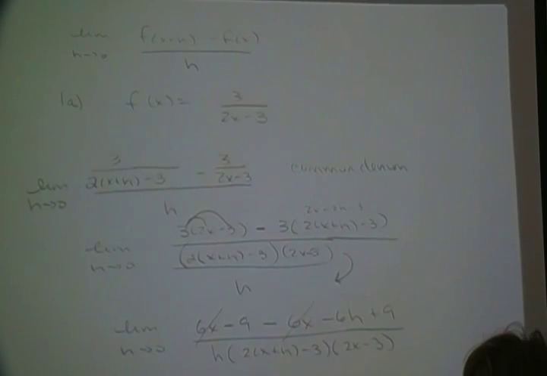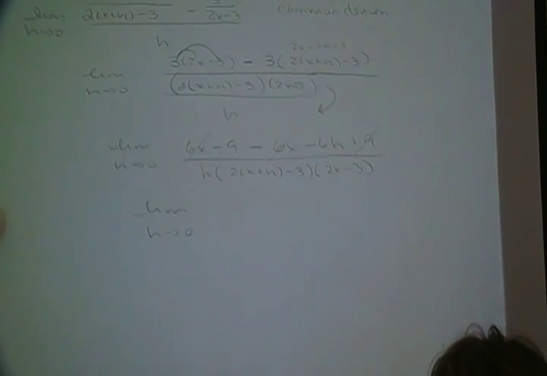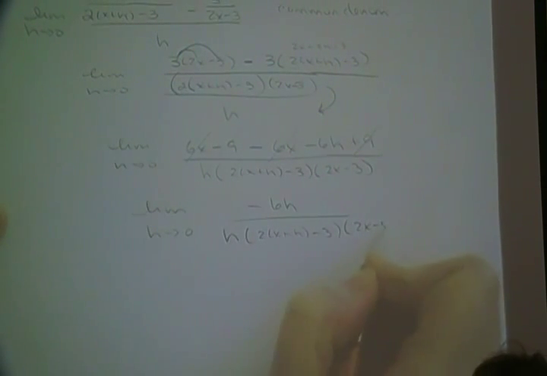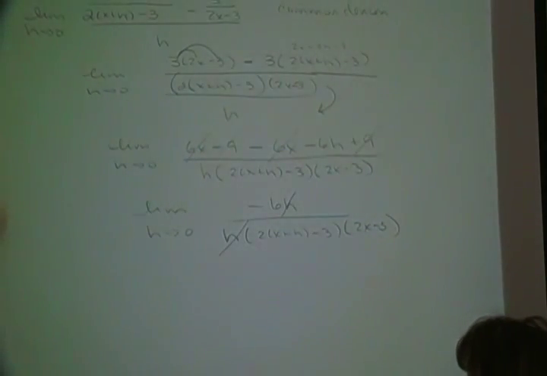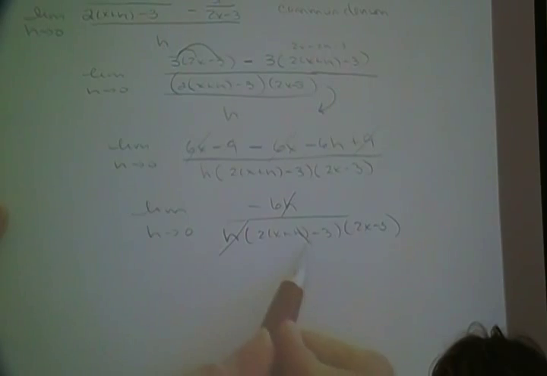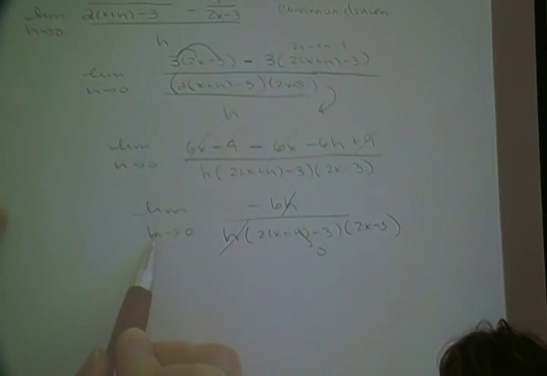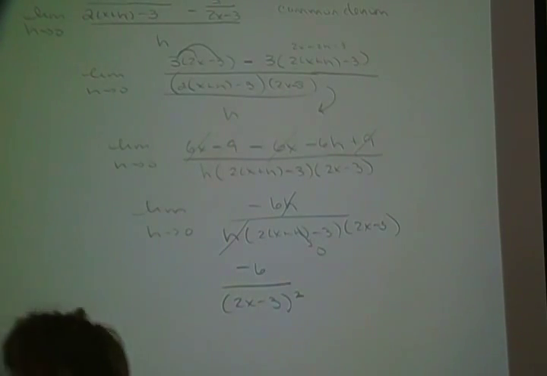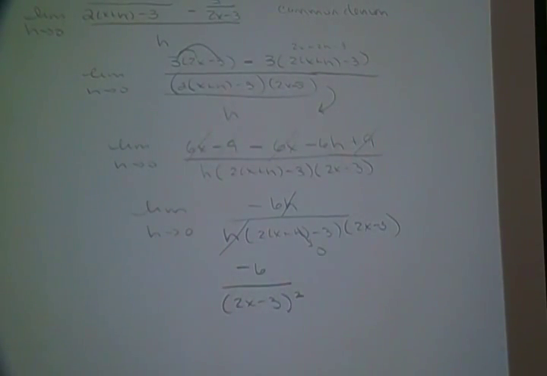And so my 6x and my negative 6x add to 0, my 9 and my negative 9 add to 0, and I'm left with the limit as h goes to 0 of negative 6h over h times all this stuff, my common denominator. I can divide my h's out, and once I do that, I can send the other h to 0, which is taking the limit. So I end up with negative 6 over 2x minus 3 quantity squared. And that is my derivative for this particular function.